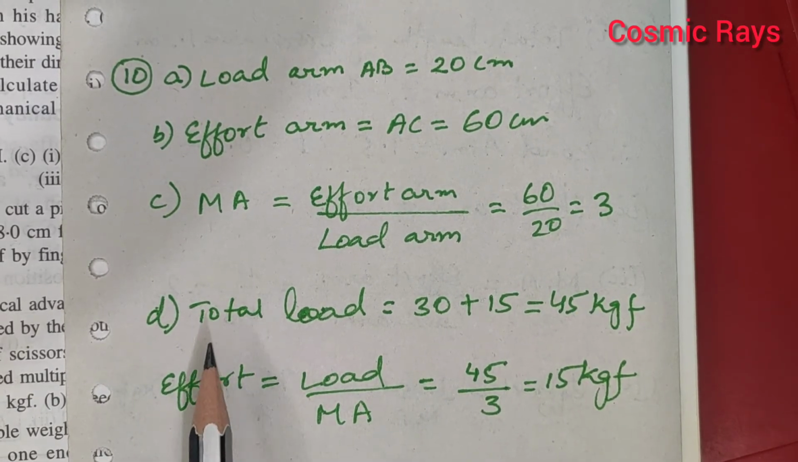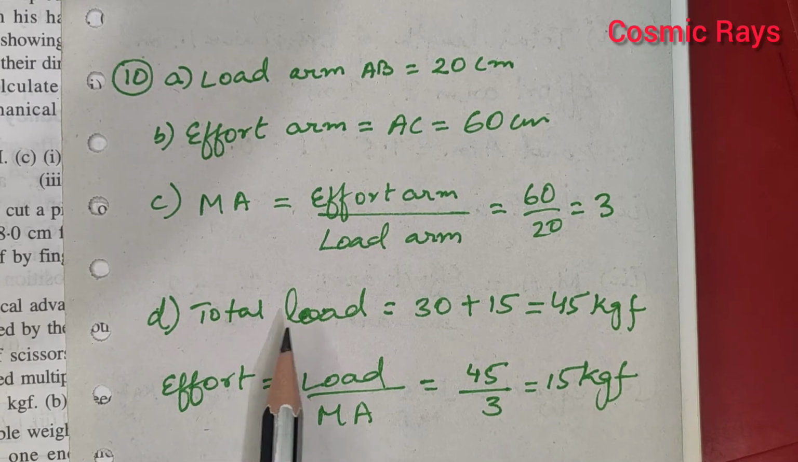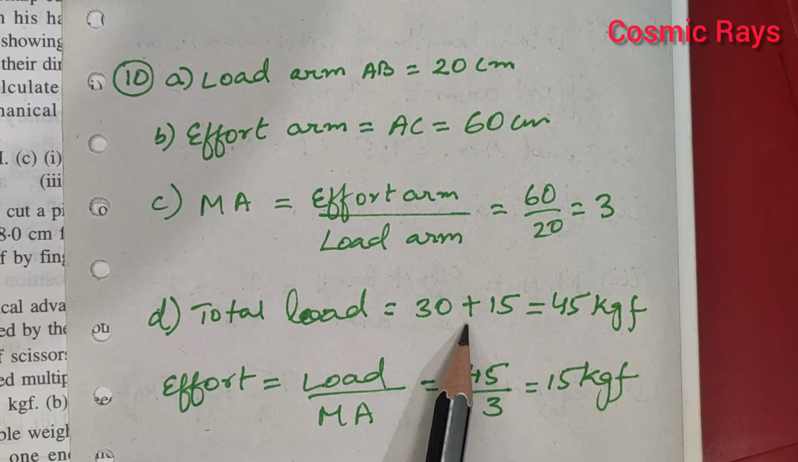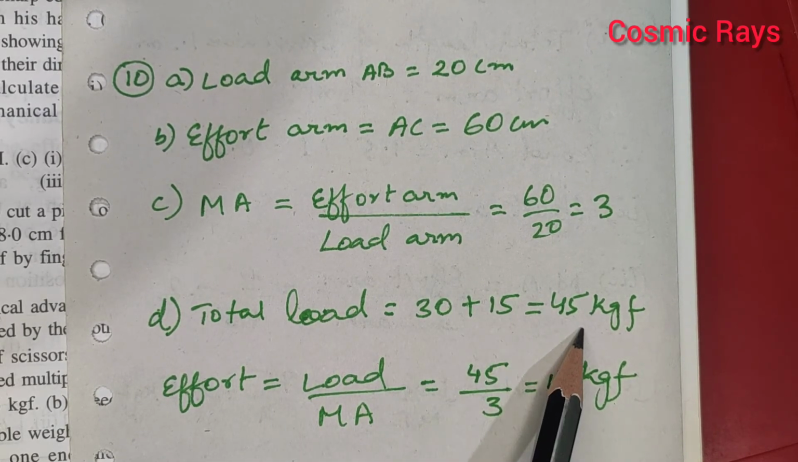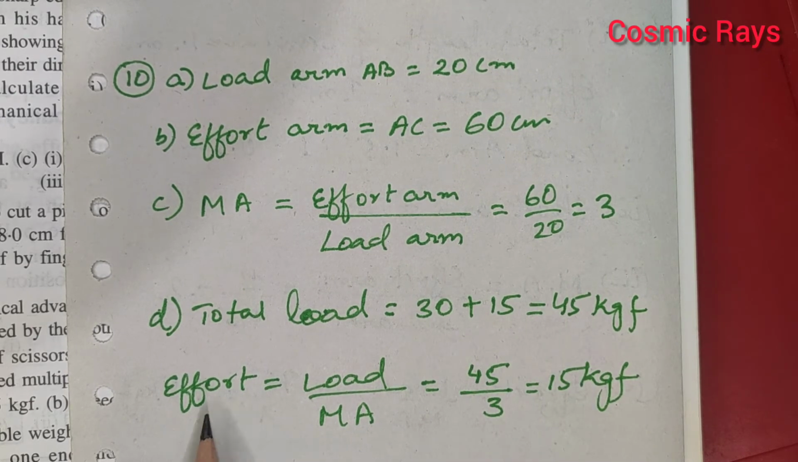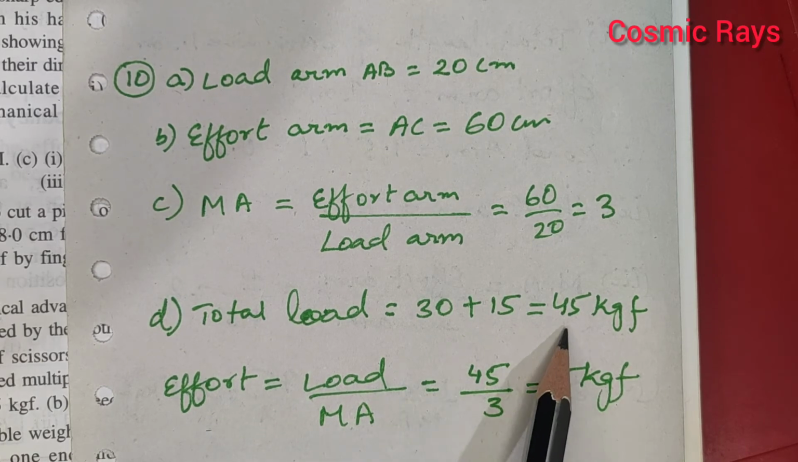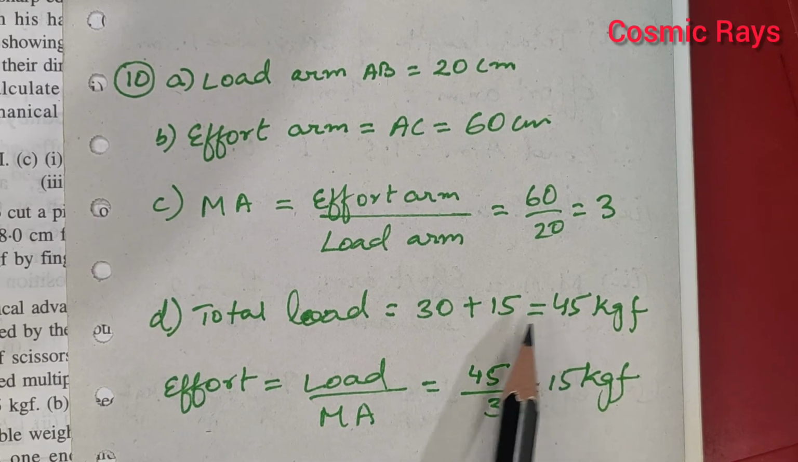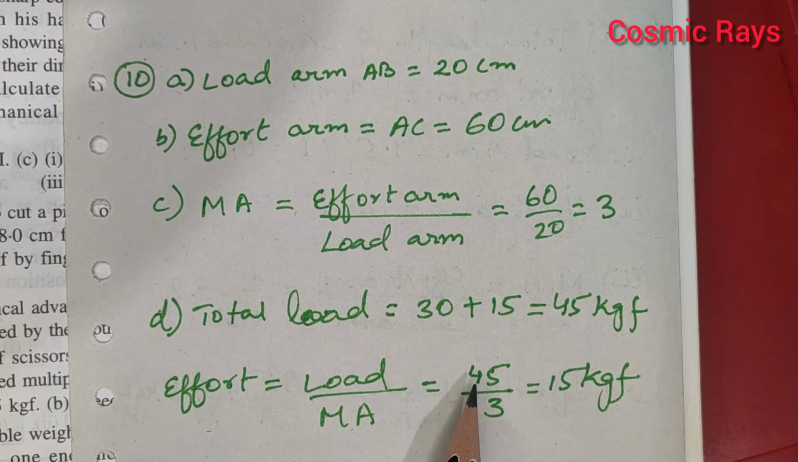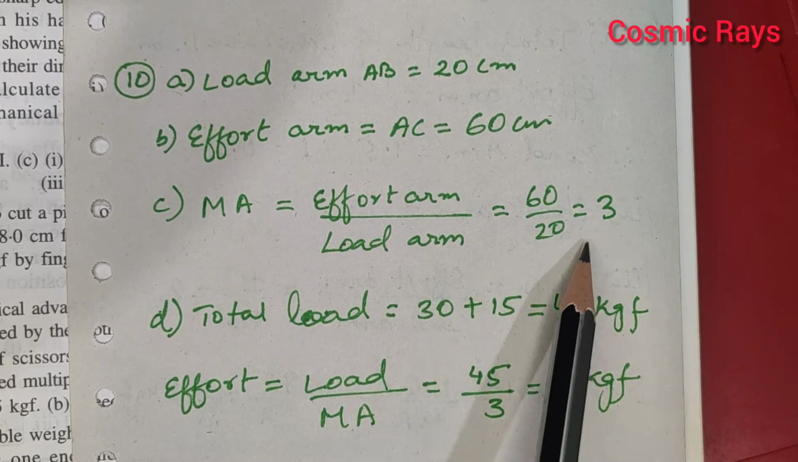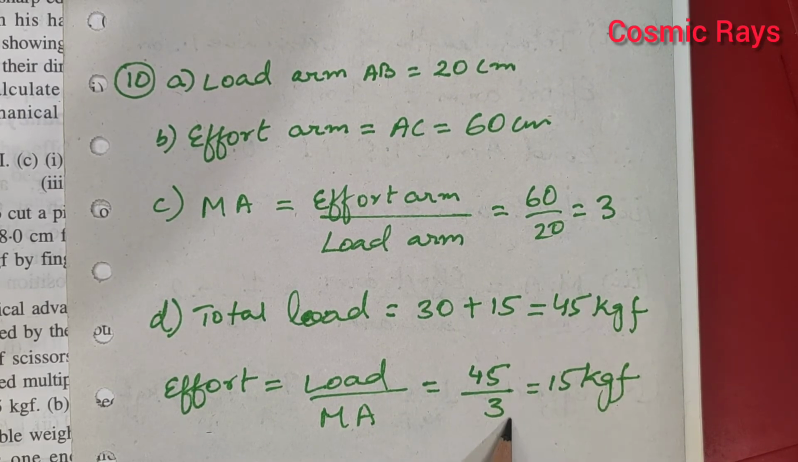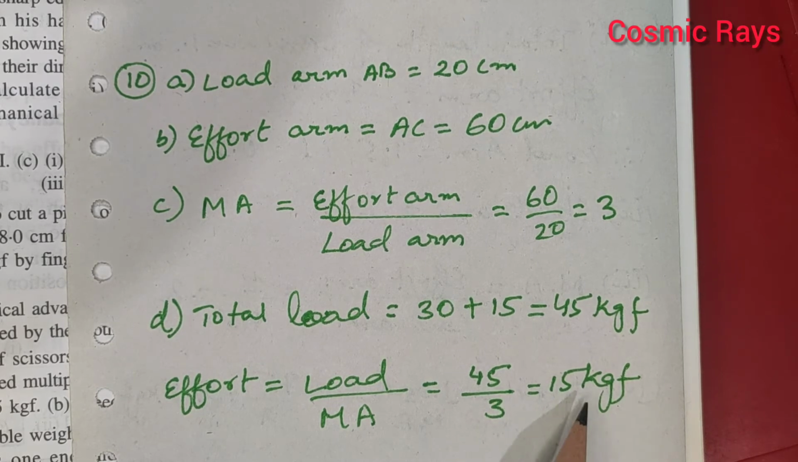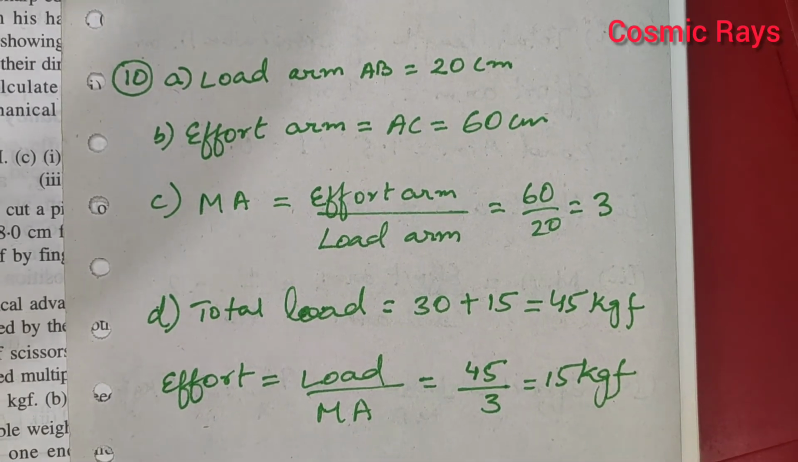Then we have to calculate the total load. Total load will be 30 plus 15, that is 45 kgf. This we are going to use to calculate the effort, because effort is equal to load upon mechanical advantage. So load is the total load, that is 30 plus 15, 45 kgf divided by the mechanical advantage that we have calculated, 3. So we get the answer as 15 kgf.